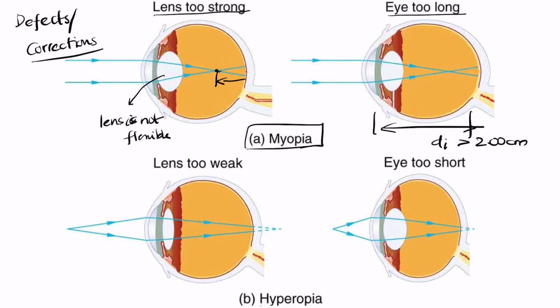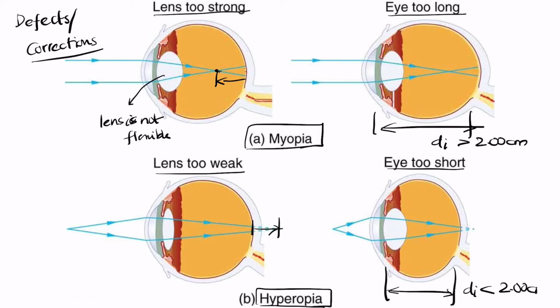Next is hyperopia. The other condition is where the lens is really too weak. If it is too weak, the image forms beyond the retina, or even if the eye is too short, meaning that if the di value is less than 2 centimeters, then also the image forms beyond the retina. So what can myopia do and what can hyperopia do? Myopia can cause nearsightedness.